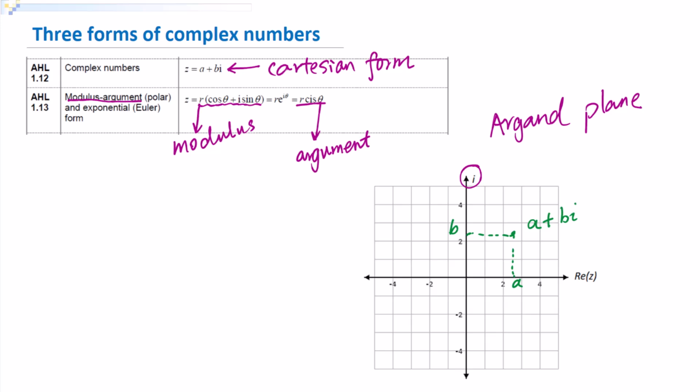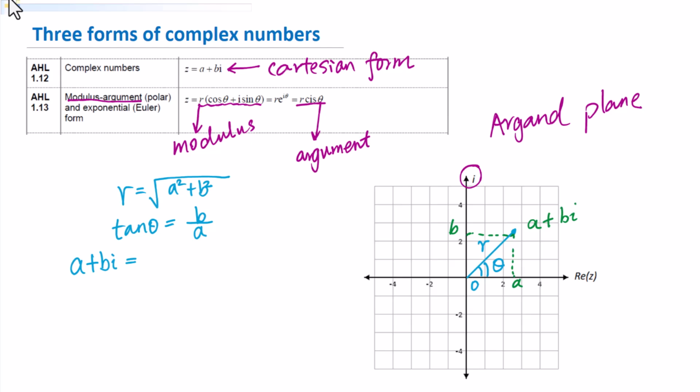You can find this modulus on this Argand plane. This is r. It's called modulus. So modulus equals square root a squared plus b squared. The angle between modulus and this positive x-axis is argument. So we have tangent theta equals b over a.